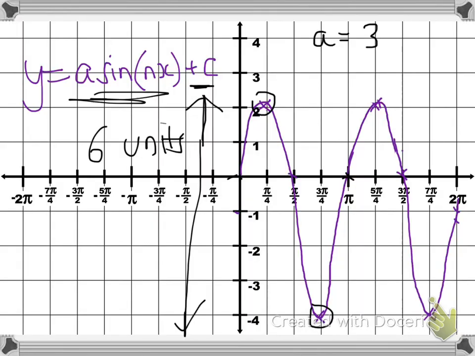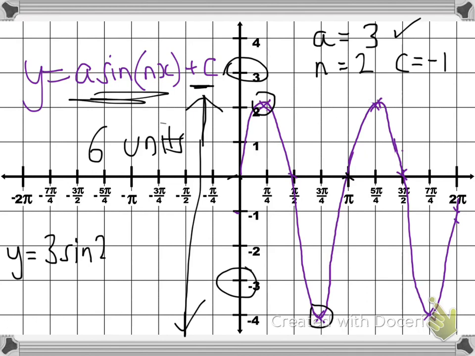Now what's been the shift? Well, usually with amplitude 3, the graph would go from 3 down to negative 3. We've got a graph that's going from 2 down to negative 4. So quite obviously the graph has been shifted down one place. So that means our value for C equals negative 1. So our equation is y equals 3 sine 2x minus 1. And we're done.